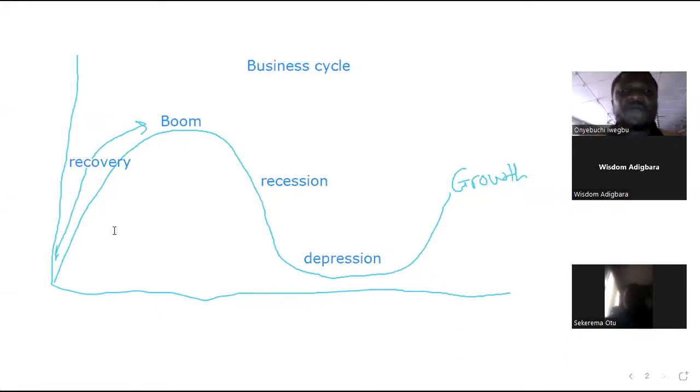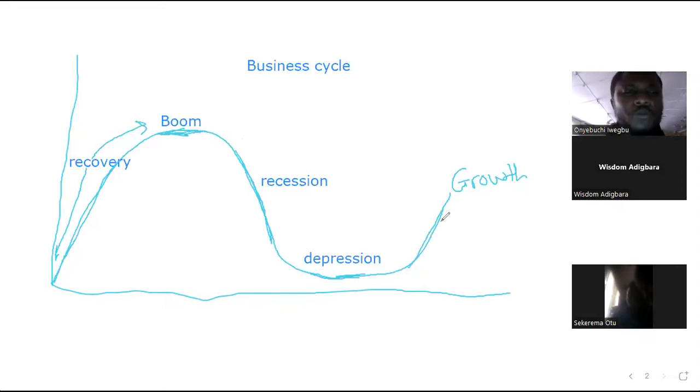In economics, the theory of business cycle simply says that every economy must experience recovery, must experience boom, must experience recession, must experience depression, and must experience recovery again. So economies will always experience recovery, boom, recession, and depression.